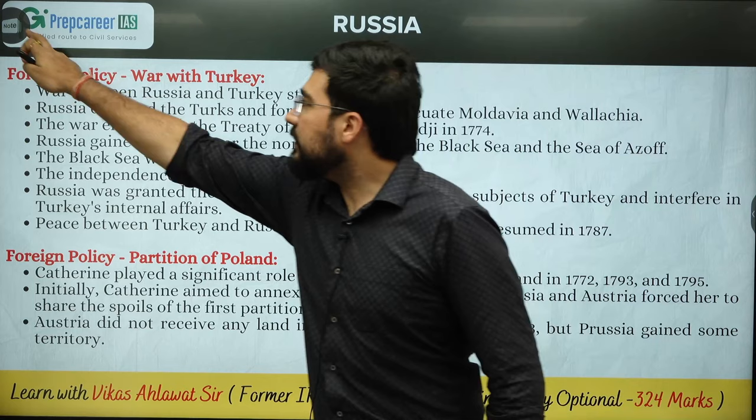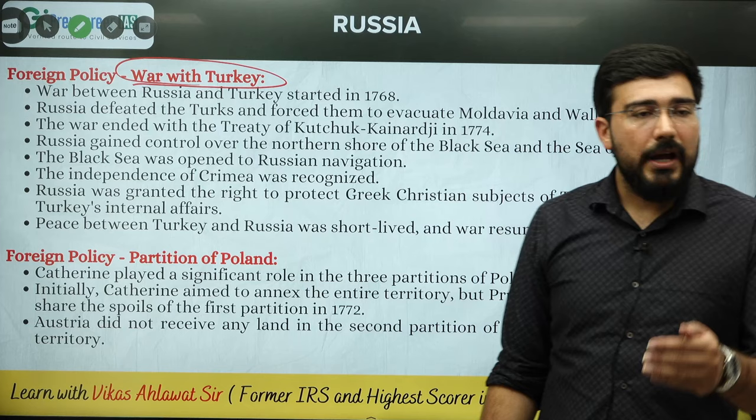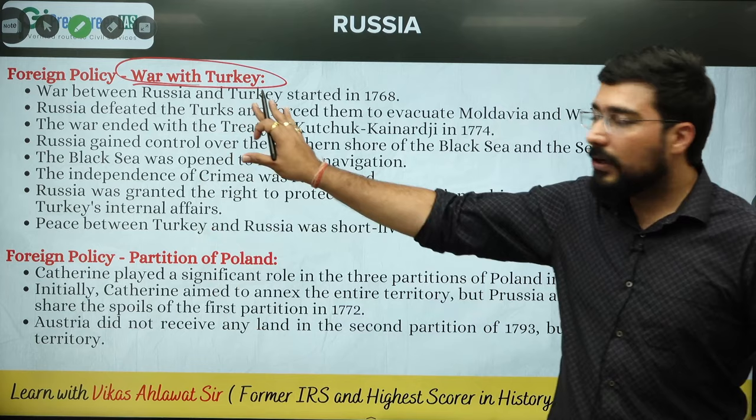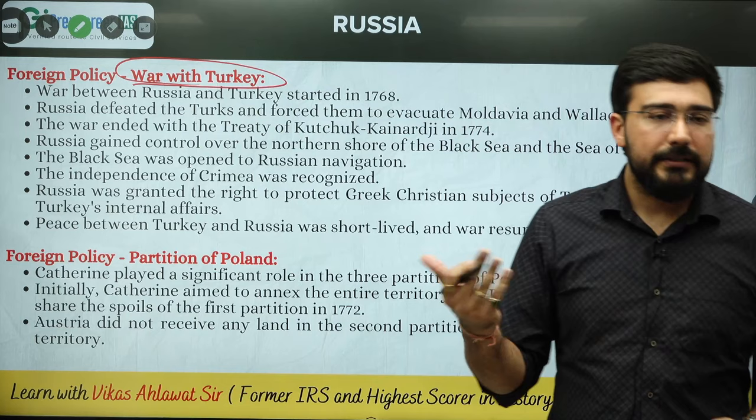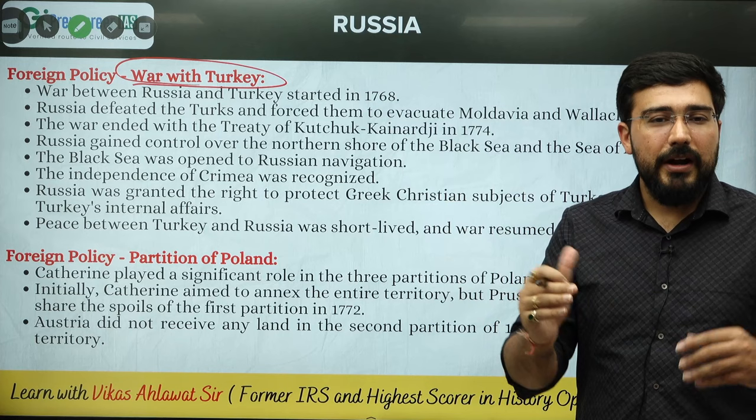So when we see the foreign policy, there was a war with Turkey. Russia was trying to increase its influence towards the east, and for that purpose it had to defeat only one empire, the Ottomans. There's a very famous phrase, the sick man, which is used for the Ottomans. Tsar Alexander used this word for the first time, that the sick man is dying and we should divide the inheritance. They were trying to take the territories of the Ottoman Empire.